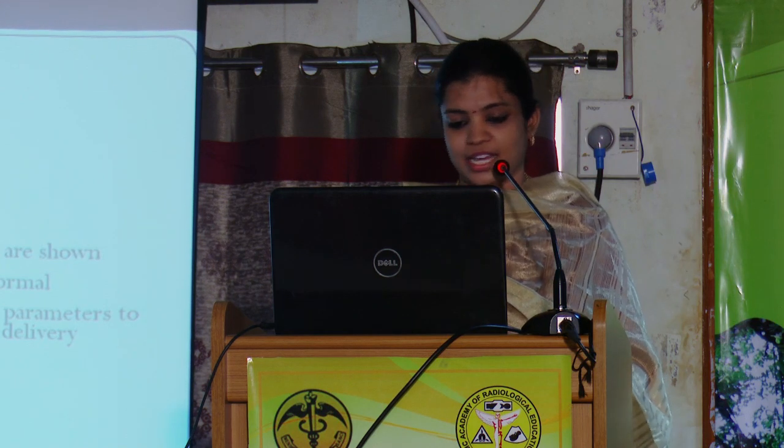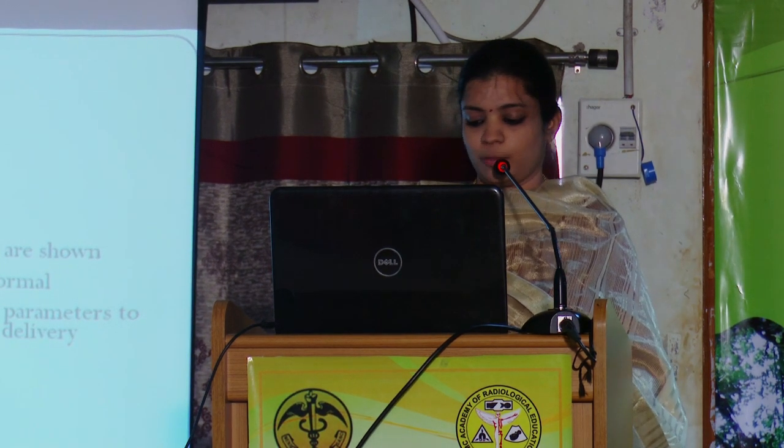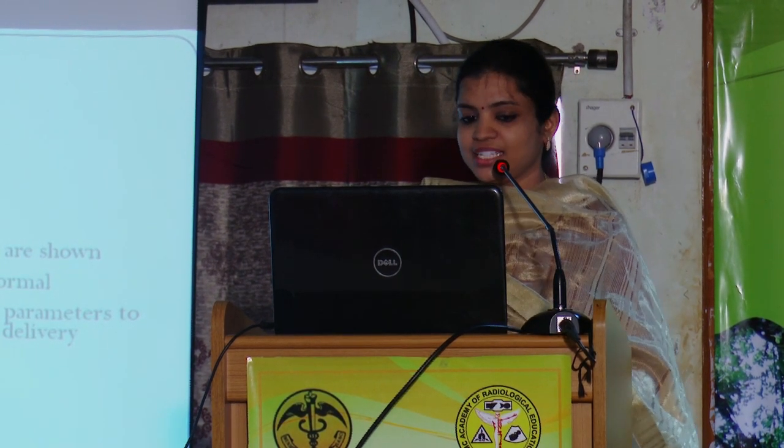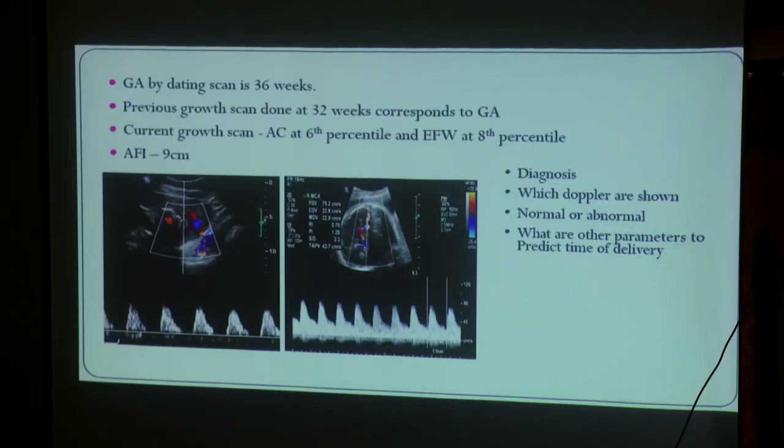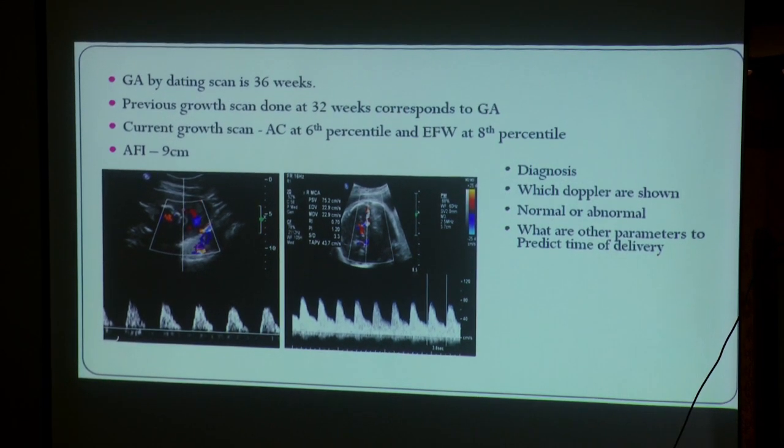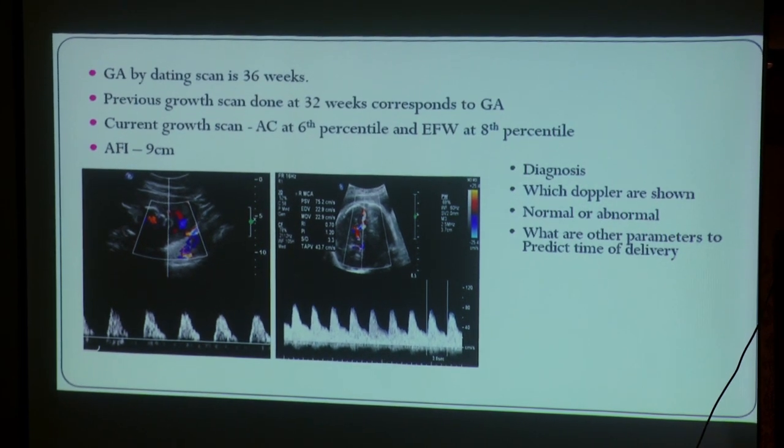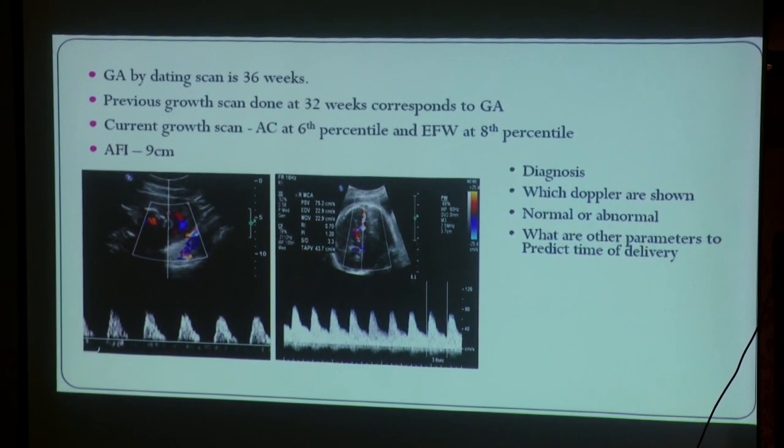Three different case scenarios of fetal growth and Doppler combination. Case 1: the GA by dating scan is 36 weeks. Previous growth scans corresponded to her gestational age. Currently, her growth scan shows abdominal circumference at the 6th percentile and fetal weight at the 8th percentile. That is, both abdominal circumference and fetal weight are less than the 10th percentile.